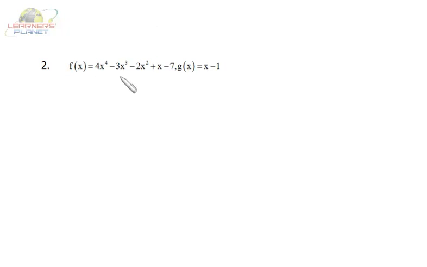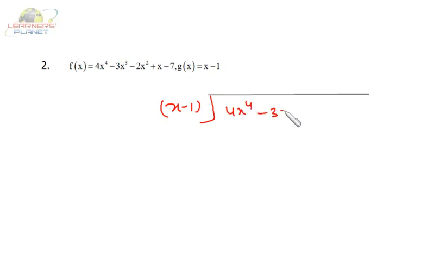Here f(x) is 4x4 minus 3x cube minus 2x square plus x minus 7, and g(x) is x minus 1. Now let's perform the actual division. It's 4x4 minus 3x cube minus 2x square plus x minus 7. Okay, first of all, we want 4x4. Here x is there, so we need to take 4x cube as the first term of quotient.